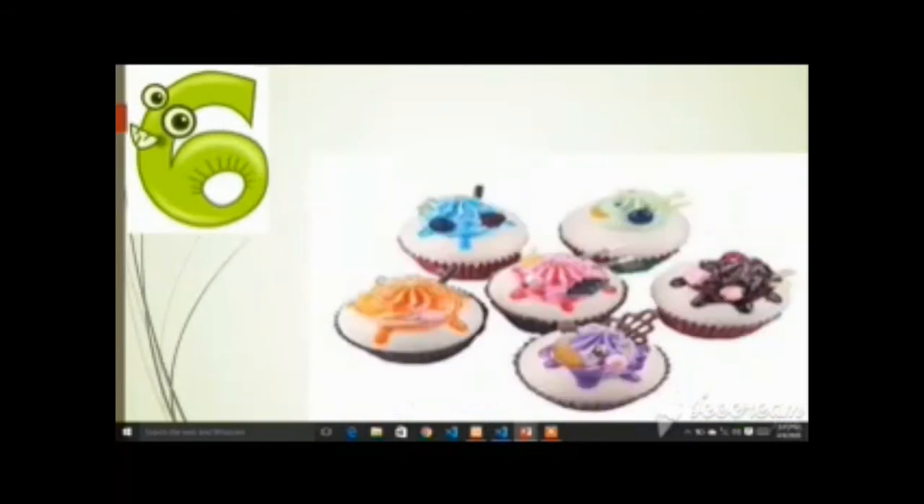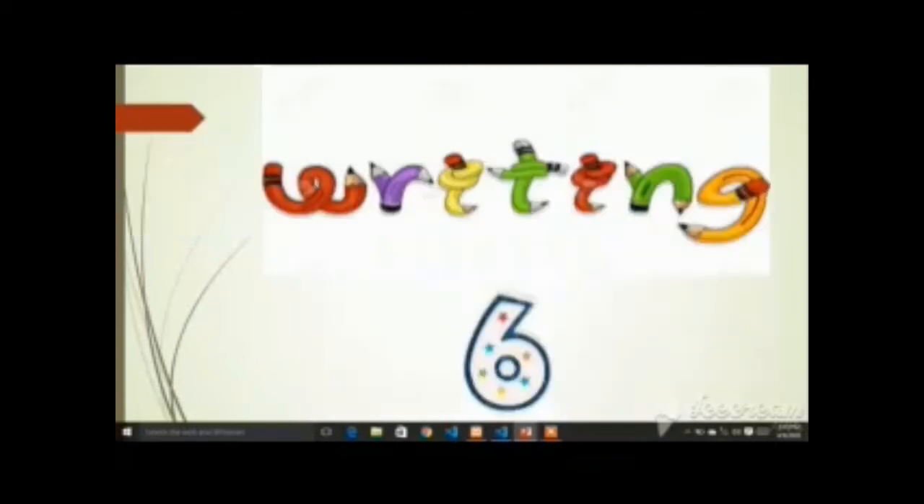Look, what are these? These are cupcakes. How many cupcakes are there? Let's count. 1, 2, 3, 4, 5 and 6. Very well. Clap for yourself.